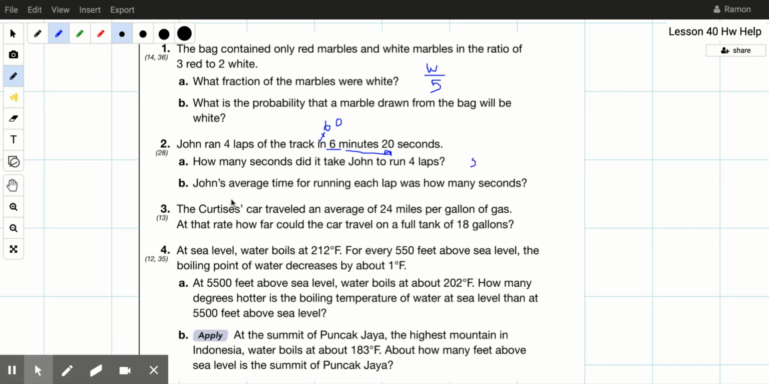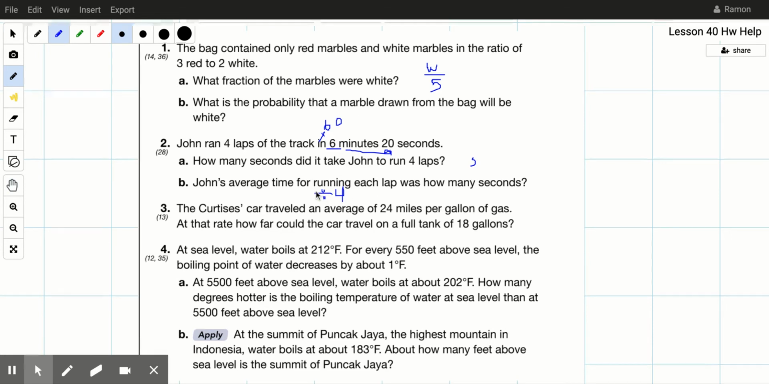And then B, John's average time for running each lap was how many seconds? Well, you have to take the number of seconds that he ran divided by 4. Now, if you go back to your answer from A, that tells you how many seconds he ran total. You would divide that amount by 4 to find out how many seconds it took him to run each lap.